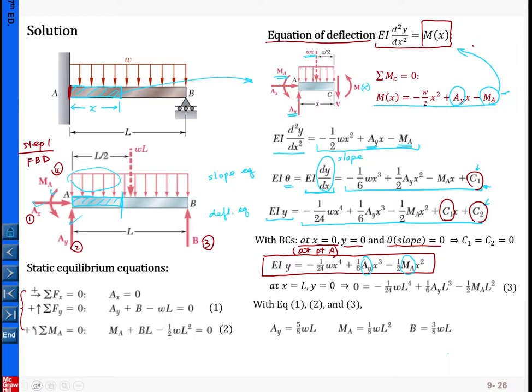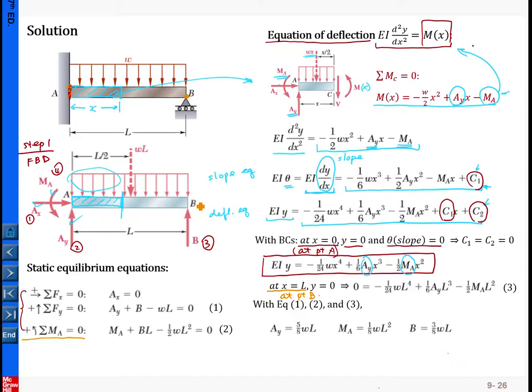Then you can continue to apply the additional boundary condition. We have utilized the boundary condition at A. Now we're going to utilize the boundary condition at B. So at x equal to L, that means at point B. That is another boundary condition. This is the key step, and it allows you to formulate, in addition to the three equilibrium equations, one more equation. And we'll look at how this works.